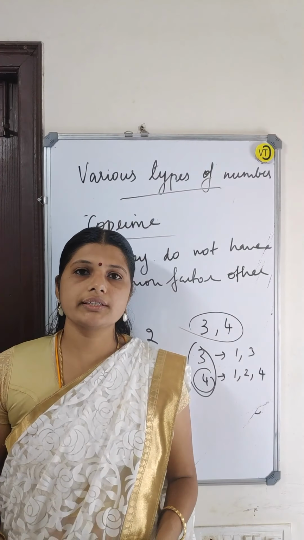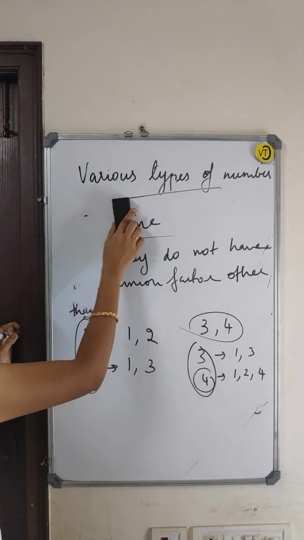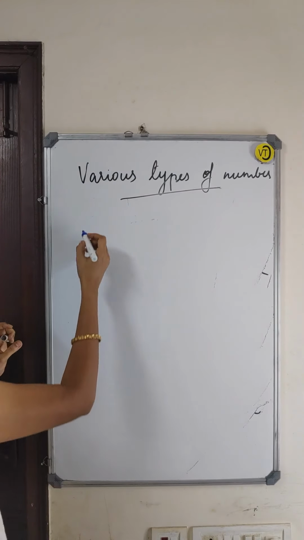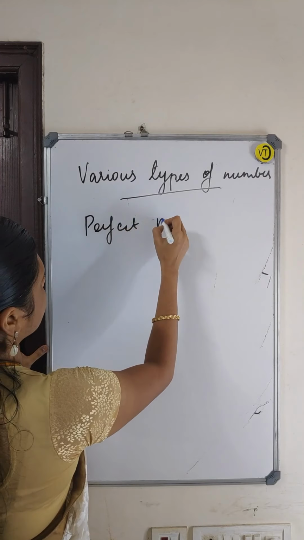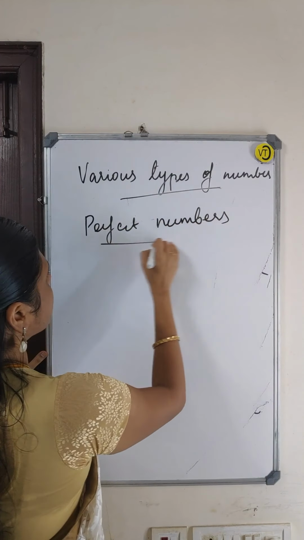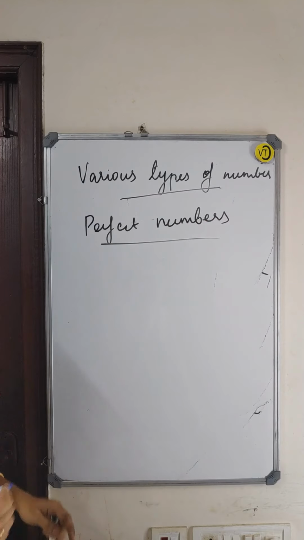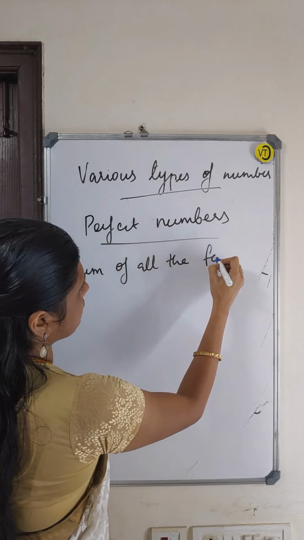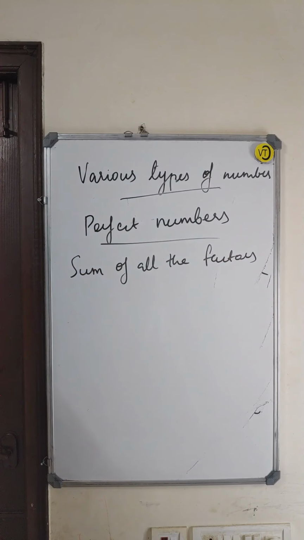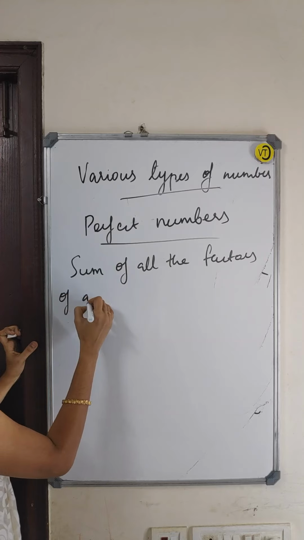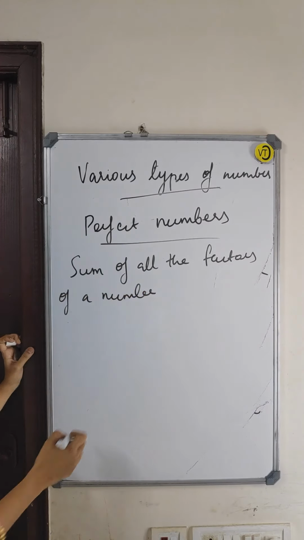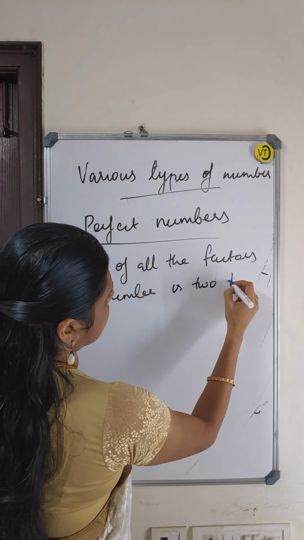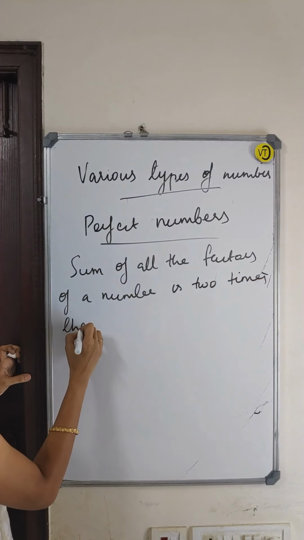The last one is perfect numbers. What are perfect numbers? The sum of all the factors of a number is 2 times the number.